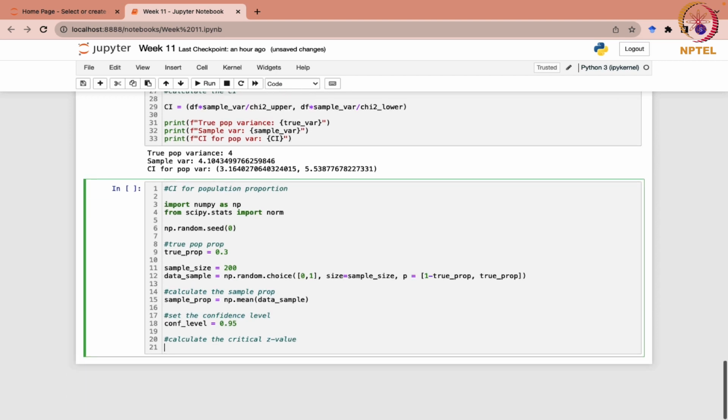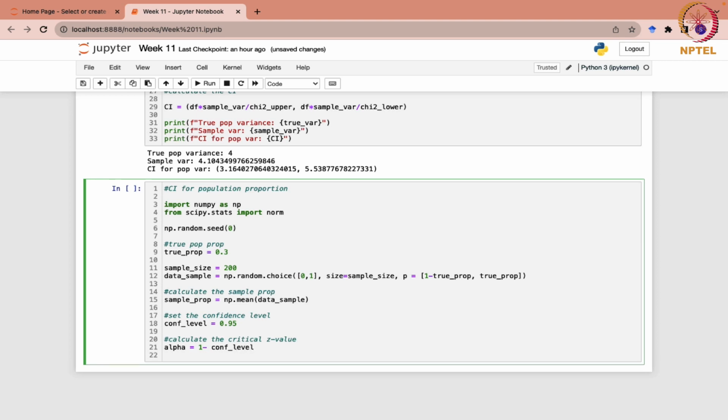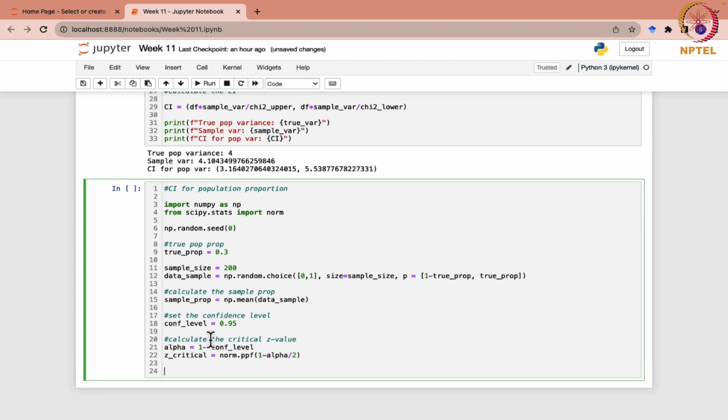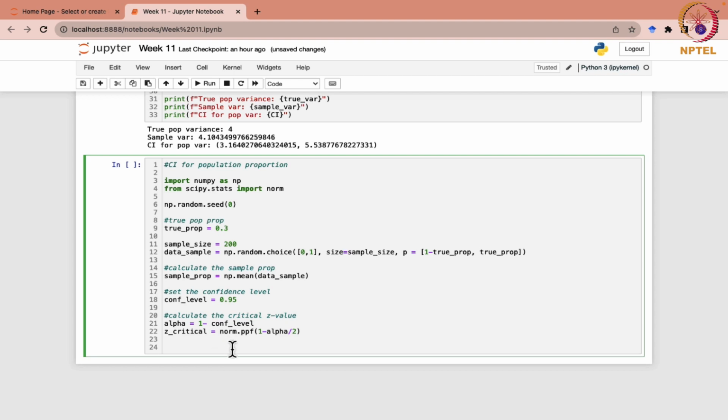For calculating this, we need alpha. Alpha, we have seen, would be 1 minus the confidence level, and your z critical value would be norm.ppf(1 minus alpha by 2). Here again we are using this percent point function to calculate your z critical value. Once this is calculated, as you can recall from previous cases also, the next thing is to calculate the margin of error.